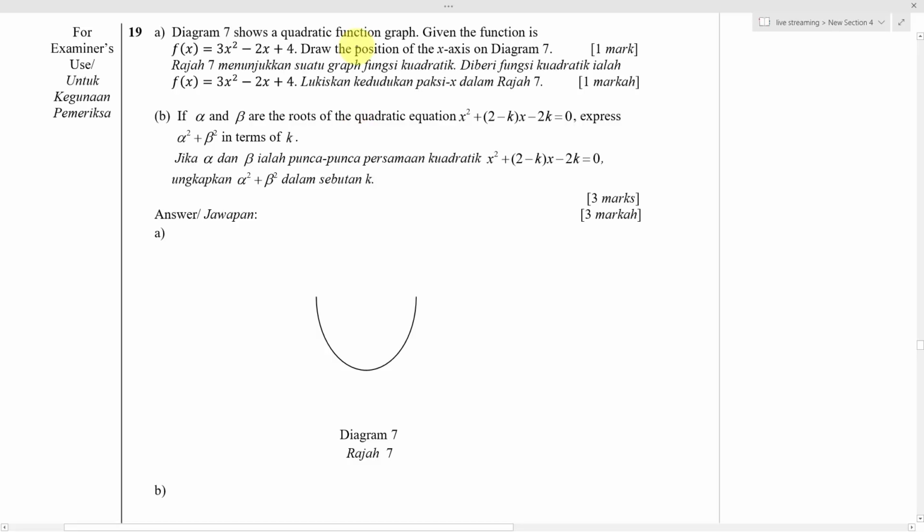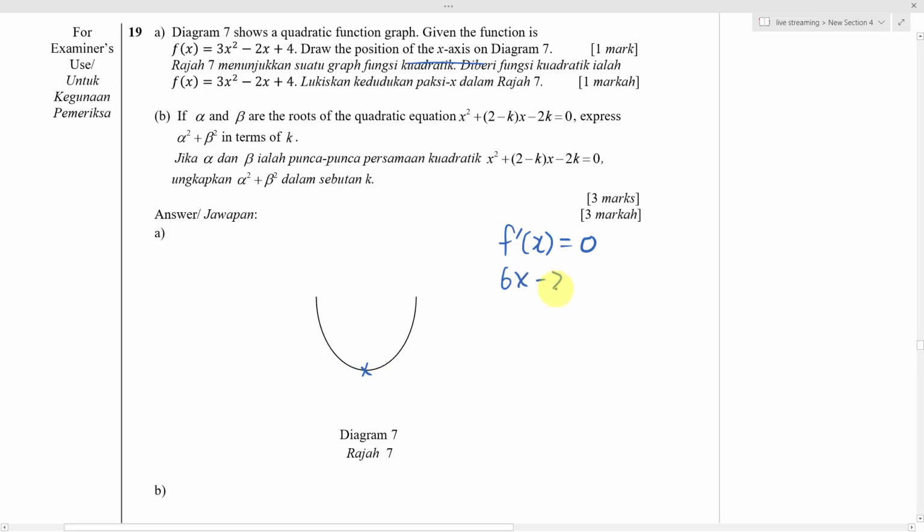Okay, so graph functions. So you have this one. It asks you to draw the x-axis, isn't it? Yeah, you want to position the x-axis. So you kind of need to do a complete square here, or you want to do differentiation also can. Either one will do, because I already know where my x-axis is. But I always love to do differentiation. You can do complete square. Okay, because I want to know where the minimum is.